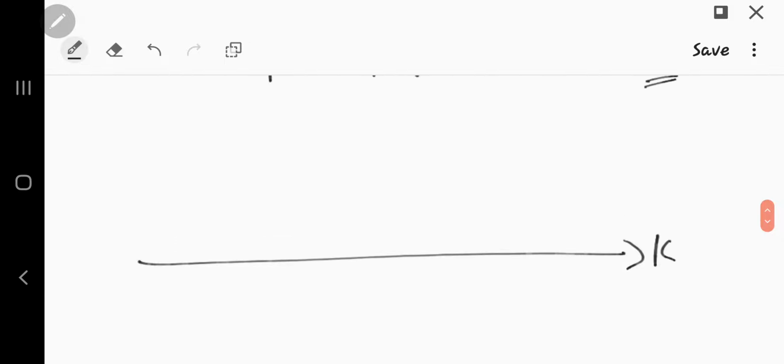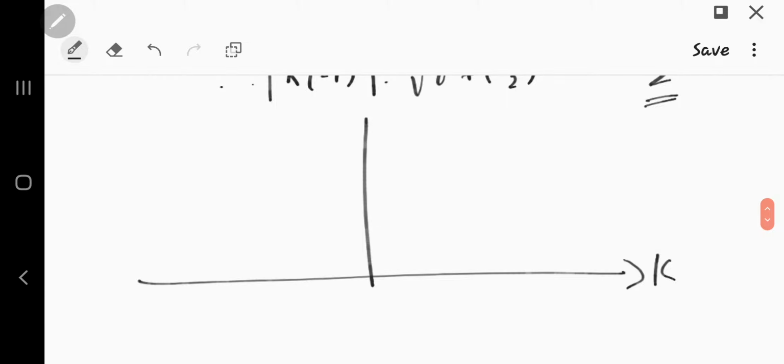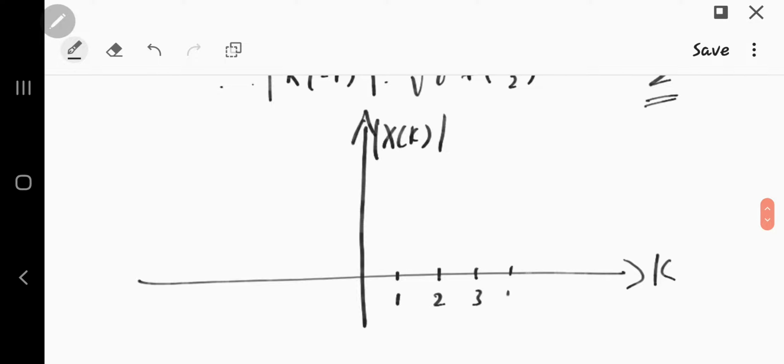Now if you plot this magnitude, where the index is k, we are trying to plot the magnitude spectrum of x of k. I'll take some values here, 1, 2, 3, 4, and I'll take negative values as well.